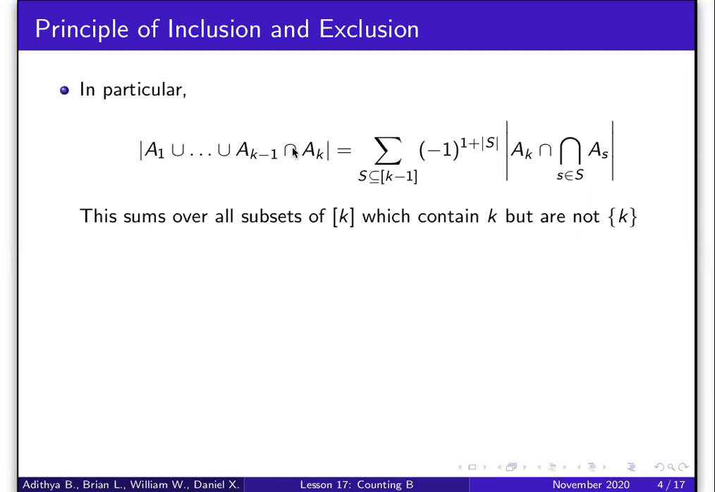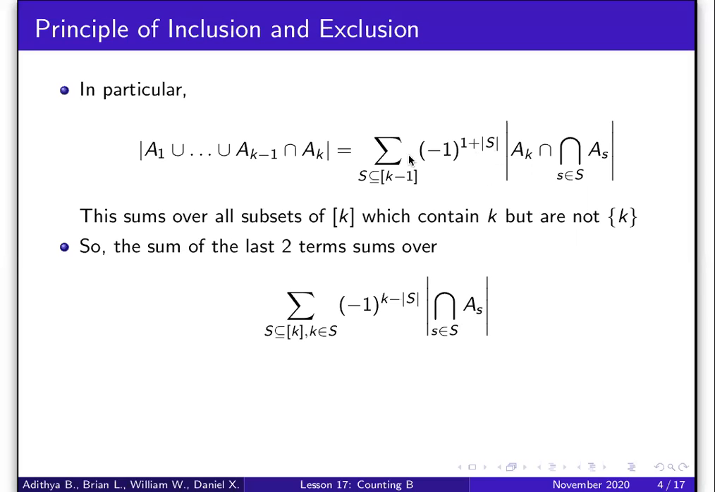But since we're now taking the intersection with A_k, what we can do is just take the intersection of every set with A_k. So this is why we just tag on an A_k in every single magnitude. And this works out just fine. Since we're adding an A_k, this is actually going to sum over all subsets of A_1 through A_k which contain k but are not exactly the set {k}. And the reason why they're not exactly the set {k} is because if we have S as the empty set, then we have A_k intersection empty set, which is the empty set, and that's not what we want.